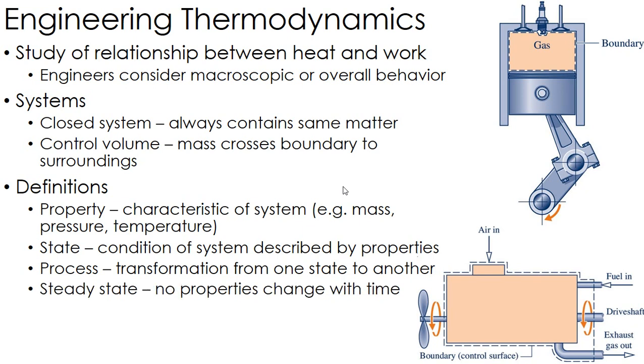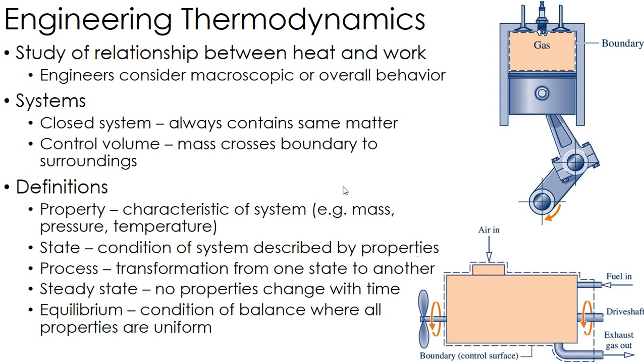Now, steady state happens when we have that control volume where I've got mass flow. Properties may not change at the inlet or outlet. Again, the mass is changing, or the actual matter is moving in and out, but the properties are not changing with time. So that's what we call steady state. Equilibrium is a condition of balance where all the properties are uniform. So an object that's been sitting in the room all day is the same temperature as the room. It's at equilibrium. It's not changing. Its properties are just hanging out, unchanging.